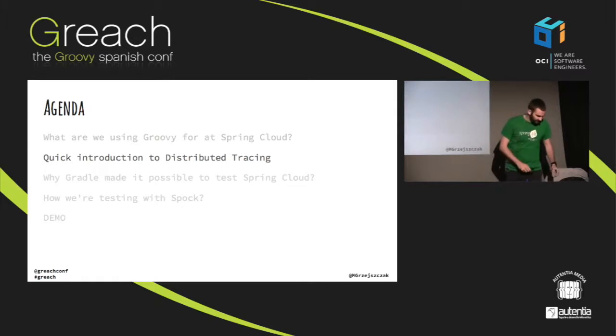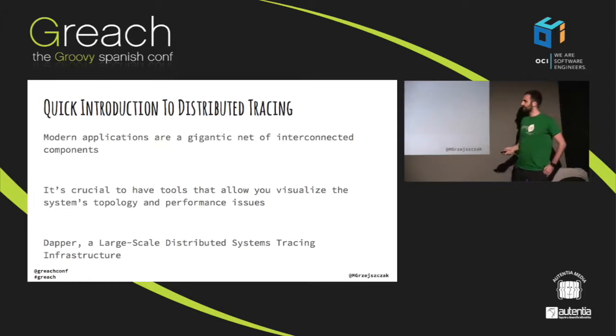We're testing integrations with the Netflix stuff, so Zuul, Ribbon, and Feign. And the brand new thing called Sleuth. Yes, this is actually a word. I didn't know that. It means a detective. So Sleuth is the library that we created for distributed tracing. And today we're going to focus on that one, and I'm going to show you some tests related to this one. So now let's go to a very, very quick introduction to what distributed tracing is.